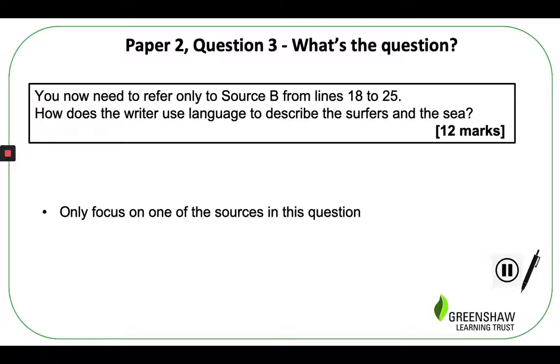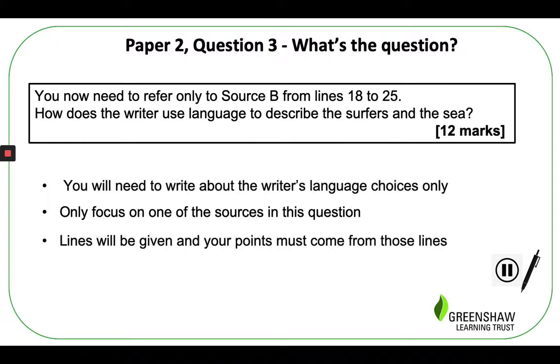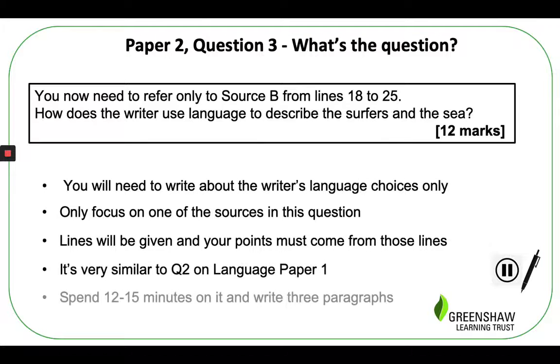This is what the question will look like. It will say, you now need to refer only to source, and it will give you one source from lines 18 to 25, and it will give you the line numbers. How does the writer use language to describe the surface and the sea? It is 12 marks. You only have to focus on one of the sources. You will need to write about the writer's language choices. Your line numbers will be given, and you must only make your points from these lines.